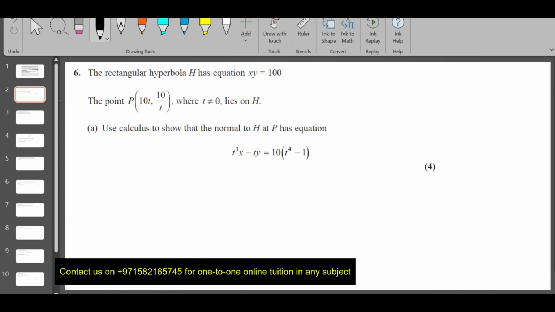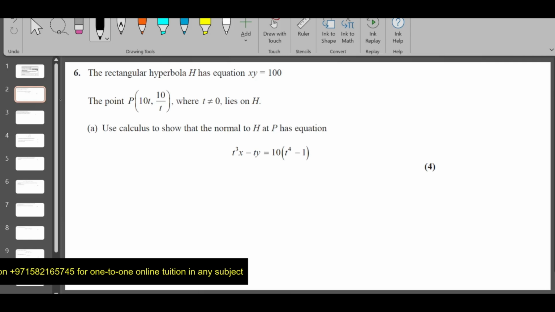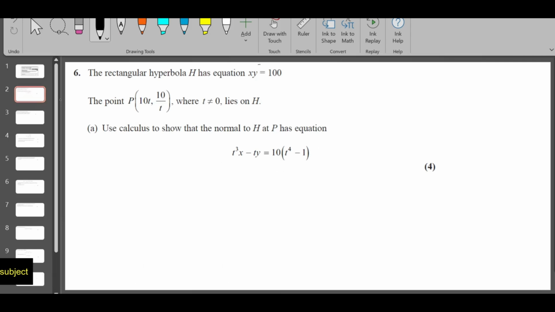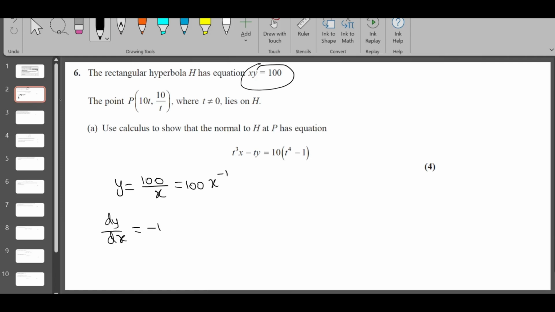Part A, use calculus to show that the normal, that means they want us to find the equation of the normal in this format. To find the equation of the normal, you need to find the slope first. So make y the subject, 100 over x or 100x power minus 1. Differentiate it first. So we'll get minus 100x power minus 2 or minus 100 over x square.